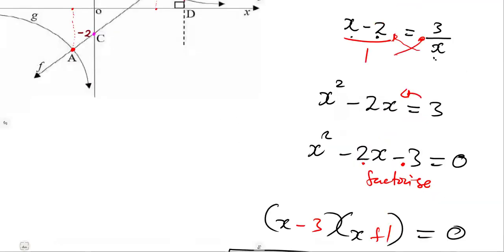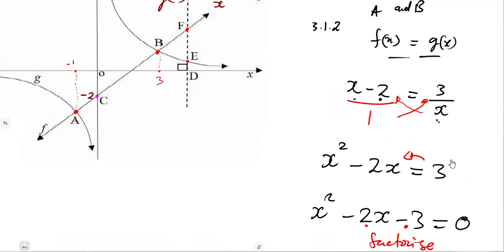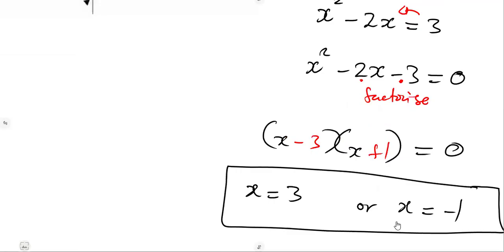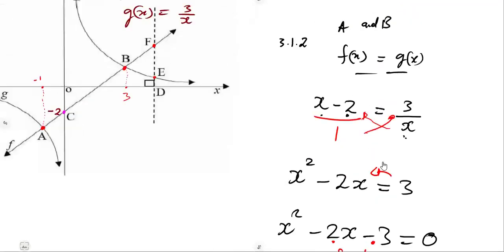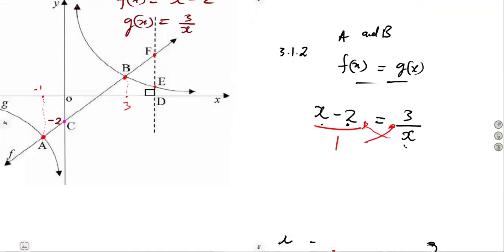Negative 1, guys, as we can see, that's on the negative side here. So the negative 1 is for the point A, and the 3 is the one for the point B. But remember, we want exactly the point. So having these values of x that we are seeing here, we are going to substitute to find the y values. Where do we get the y values? In any one of these two equations.